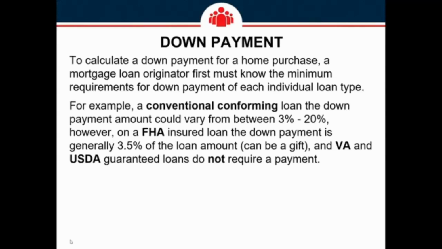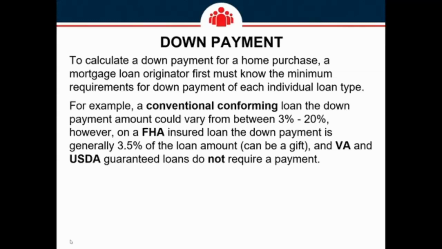On an FHA loan, generally the down payment is 3.5% down. So whenever you actually calculate the down payment amount for an FHA loan, generally it's going to be 3.5% of the loan amount. In a conventional loan, all of it cannot be a gift. Some of it has to be from the borrower's own funds. But in the FHA loan, the entire down payment, the entire 3.5%, can be from a gift.